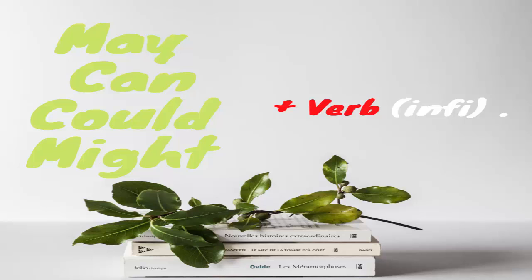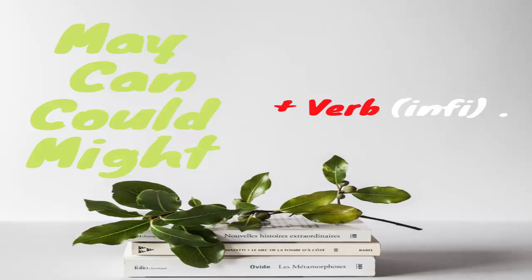Here is a conclusion to come with. As I said in the beginning, may, can, could, might. By the way, in could, the L is silent. We don't pronounce it. May, can, could, or might, all those are called modals. And they precede a verb. And that verb should stay in infinitive form. No change.